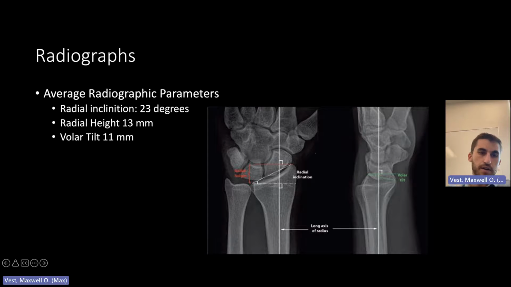And then the volar tilt, which is measured by drawing a line longitudinally with the axis of the distal radius, and then drawing another line from the dorsal and the volar surfaces of the intermediate column of the radius. And a normal volar tilt is about 11 degrees.